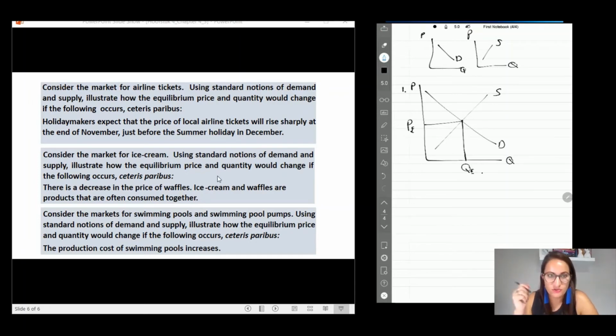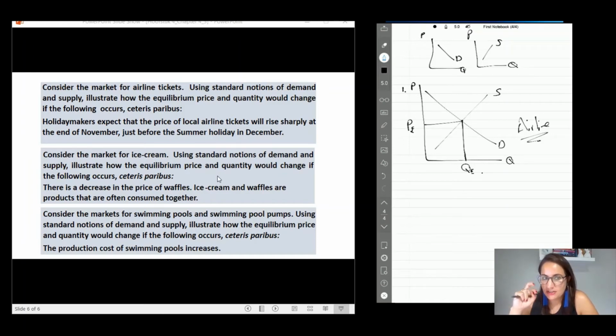Then you start reading. Consider the market for airlines. So this is what we are working with. Using standard notions of demand and supply, illustrate how the equilibrium price and quantity would change if the following occurs, ceteris paribus. Now what ceteris paribus means is that all other things remain the same, unchanged. So it says holiday makers expect that the price of local airline tickets will rise sharply at the end of November, just before the summer holiday in December.